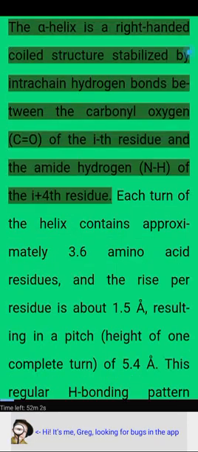1. Alpha helix. The alpha helix is a right-handed coiled structure stabilized by intrachain hydrogen bonds between the carbonyl oxygen C=O of the ith residue and the amide hydrogen NH of the i plus fourth residue.